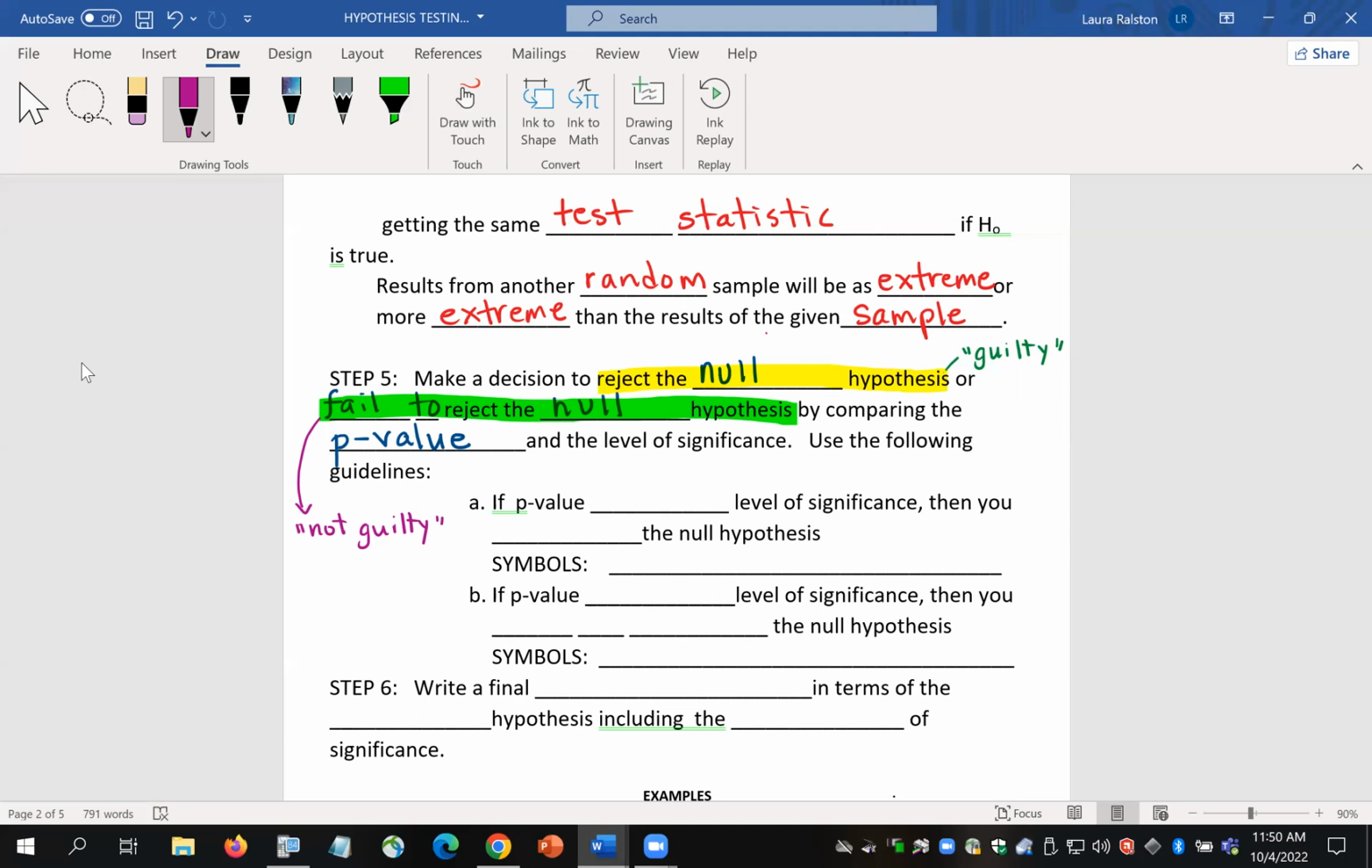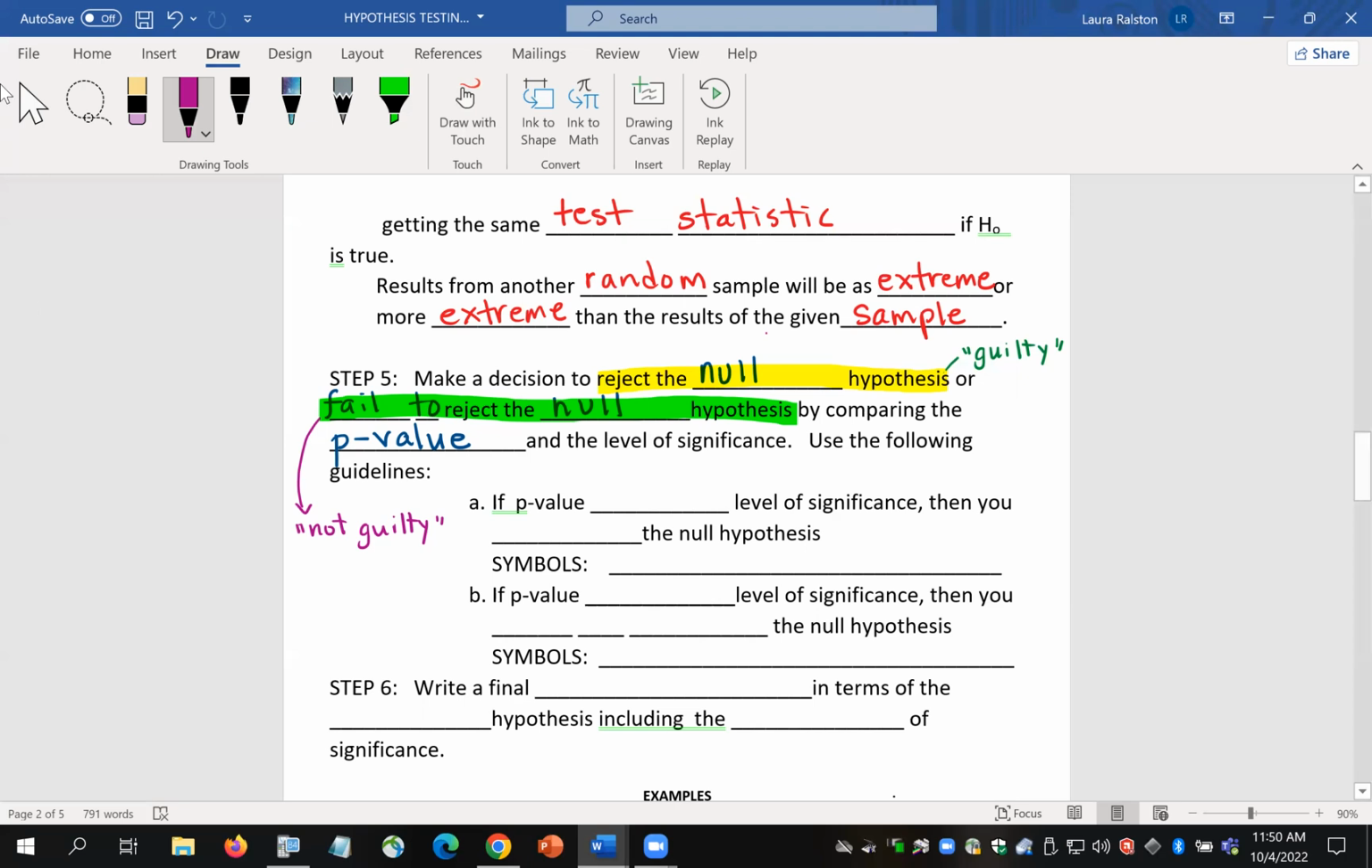So the deal is, we say fail to reject the null based on the evidence. Based on the evidence, I don't have enough to prove that it's wrong. But if I collected a different sample or collected more data, I might come to a different conclusion. So we never truly accept, prove beyond a shadow of a doubt that the null hypothesis is true.